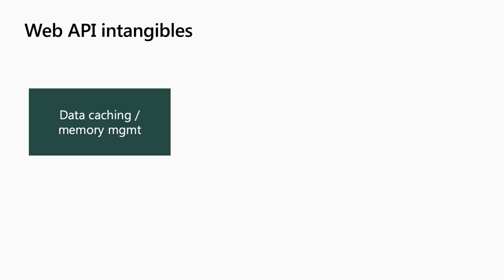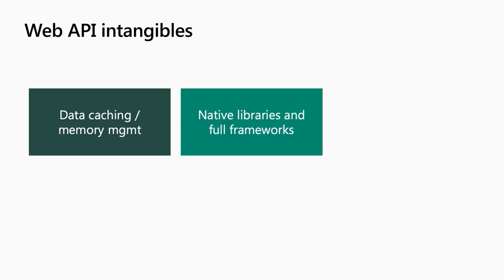The intangibles. Here are the things that help push it and make it really good. You get nice, fine control over data caching and memory management. What's neat here, if you're using SQL Server on your backend, because you can use Entity Framework, or you can just use the System.Data.SqlClient, you can fine tune your connection string. And you can hold a nice connection pool open, so you don't run out of connections to your SQL Server. So you can really fine tune your caching and your memory management.